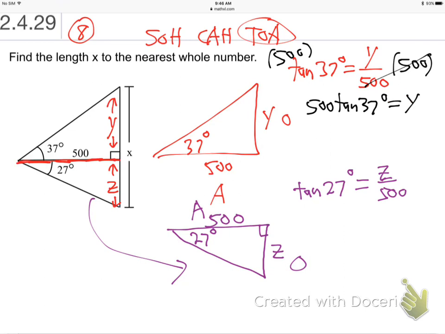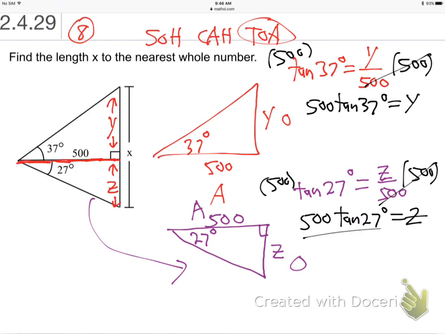I'm just going to leave it like that for a minute rather than get a decimal. I think it'll be a little easier. It doesn't matter really. Second one, 500 on both sides, same thing. So 500 tangent 27 is z. So I got z, I got y. Now I just add them together.